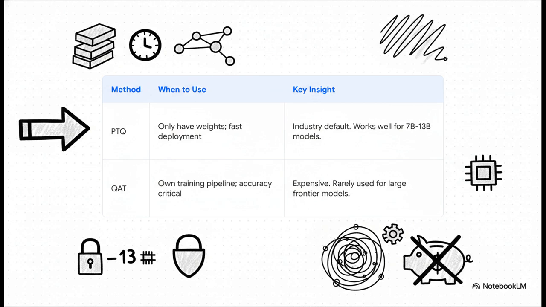Now, on the other side, you have quantization-aware training. This is the expensive, high-maintenance option. You use it when you control the whole training pipeline and accuracy is non-negotiable, maybe for a model on your phone. But because it's so expensive, you almost never see it used for those giant cutting-edge models.